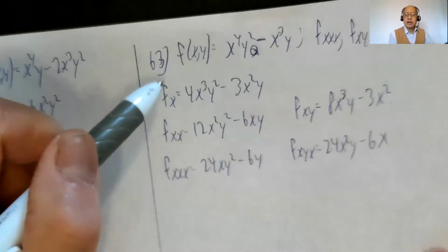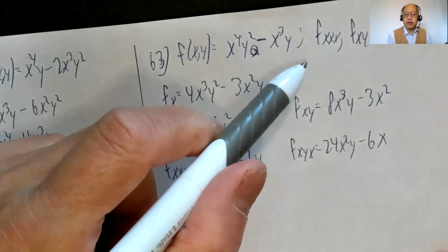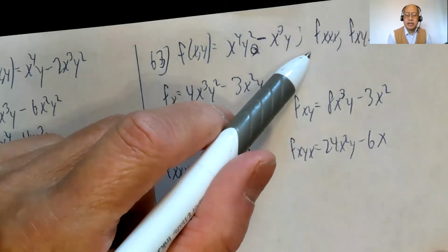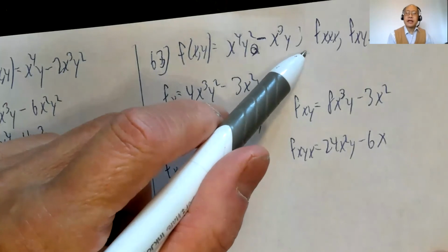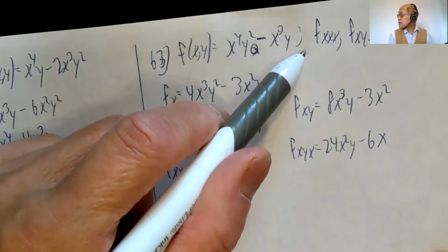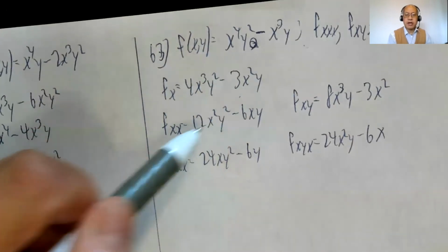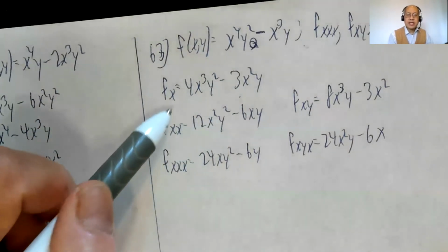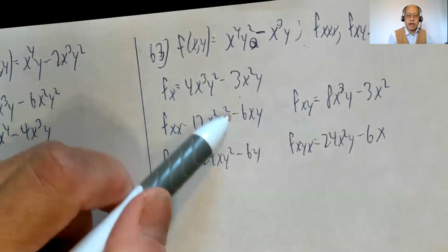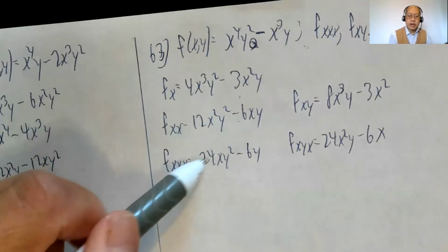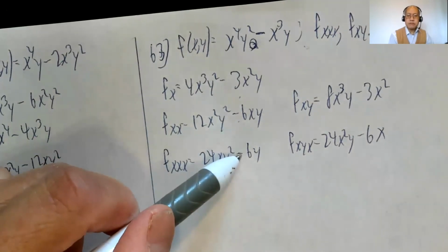Finally, 63, they ask you to find some third derivatives. fxxx means take the derivative with respect to x, then take the next derivative with respect to x, take the next derivative with respect to x. So fx is 4x cubed y minus 3x squared y. fxx is 12x squared y squared minus 6xy. fxxx is 24xy squared minus 6y.